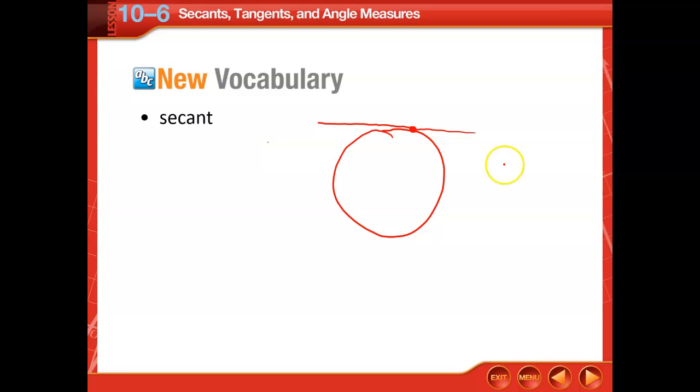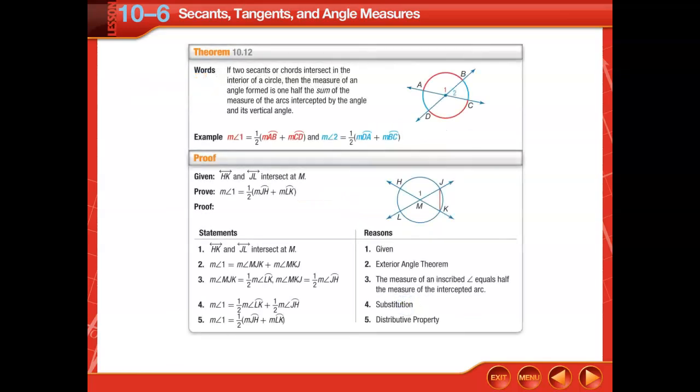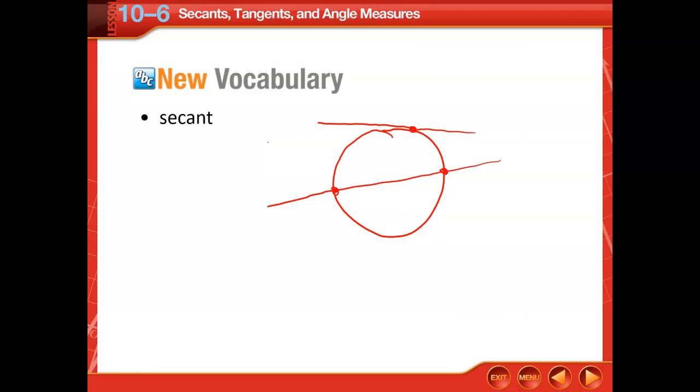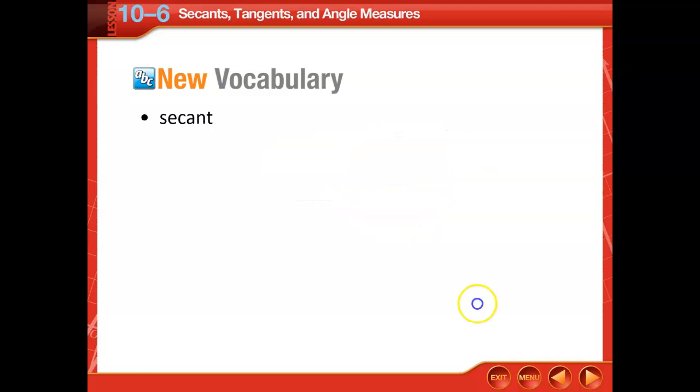A secant line goes into the circle. A chord is actually part of a secant line, so a secant line will go through it. We're going to look at what happens when I have secants and tangents, two secants, if I form angles inside, outside. So there are a few things, but they all are generally the same.